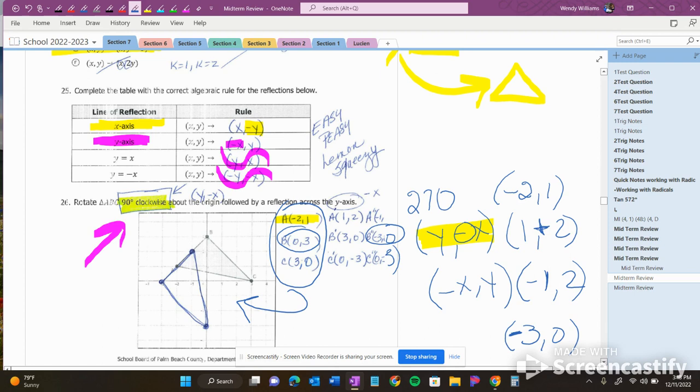Okay, so be careful on the semester exam. Read carefully. 90 clockwise is the same thing as 270 counterclockwise. All right.